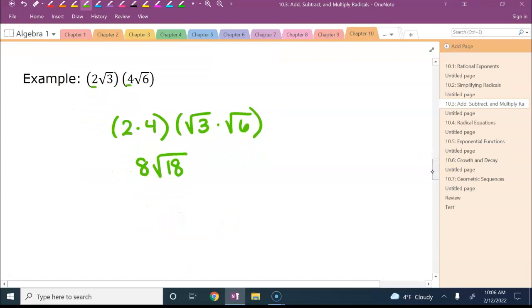But now I'm going to see if I can find a group of 2 within 18. So 18 would be 9 times 2, and 9 would be 3 and 3. So there's your group of 2. So when you pull this 3 out, you'll have to multiply it to that 8 that was already sitting out front. So 8 times that 3 we're taking out is going to be 24. Don't forget about this 2. That's got to stay underneath the square root sign.